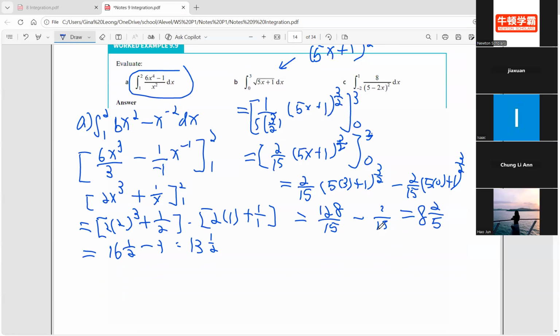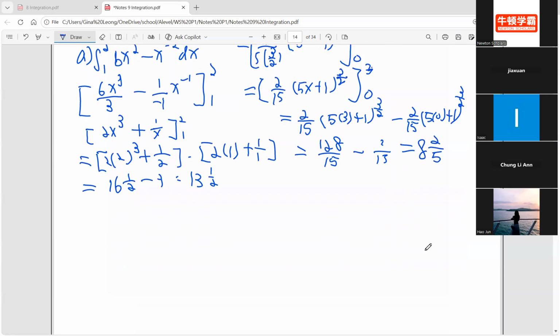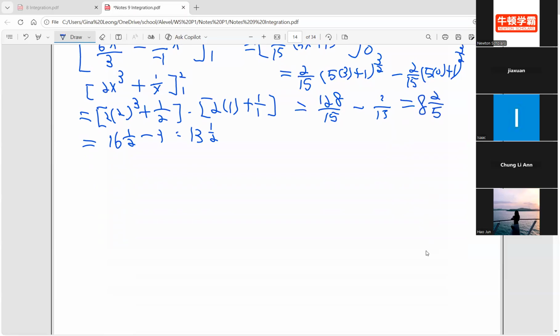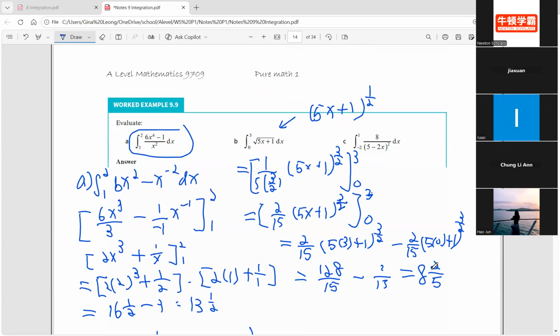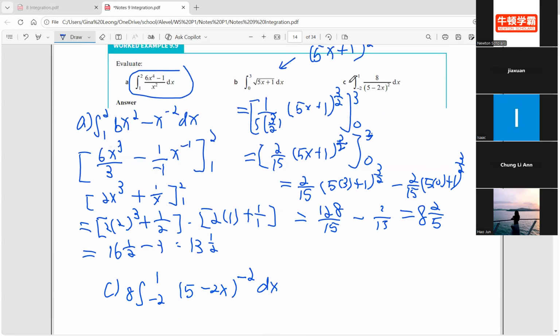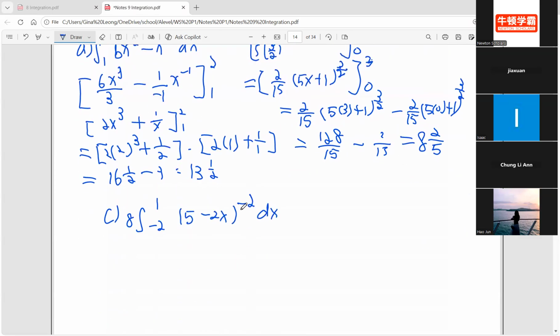Now we go for the next one, C. The C, I change first. I need to change first. 1 over negative 2, then I have 8, right? The 8 I can put outside actually. So 5 minus 2x to the power negative 2, dx. Because here the 8 I bring up, this one I move up, so it becomes negative.